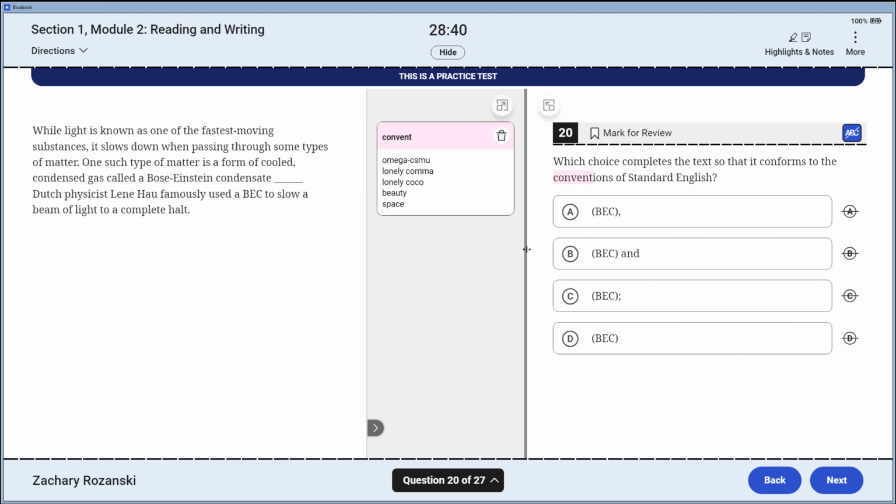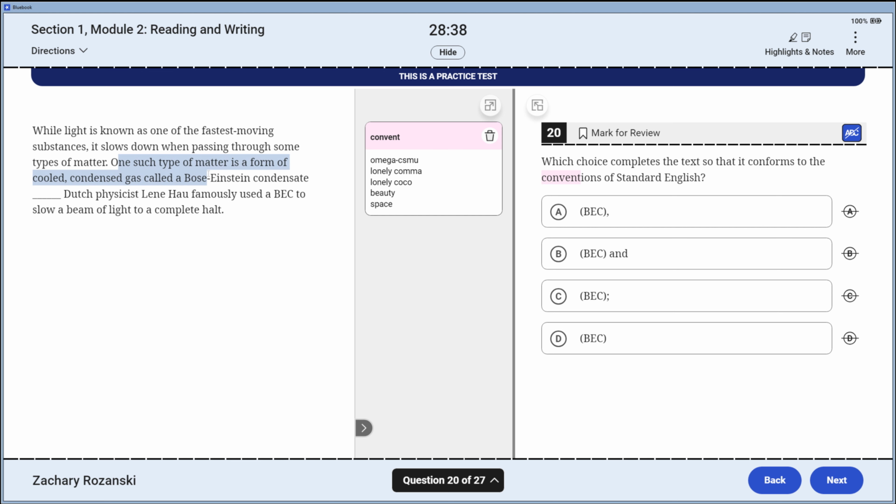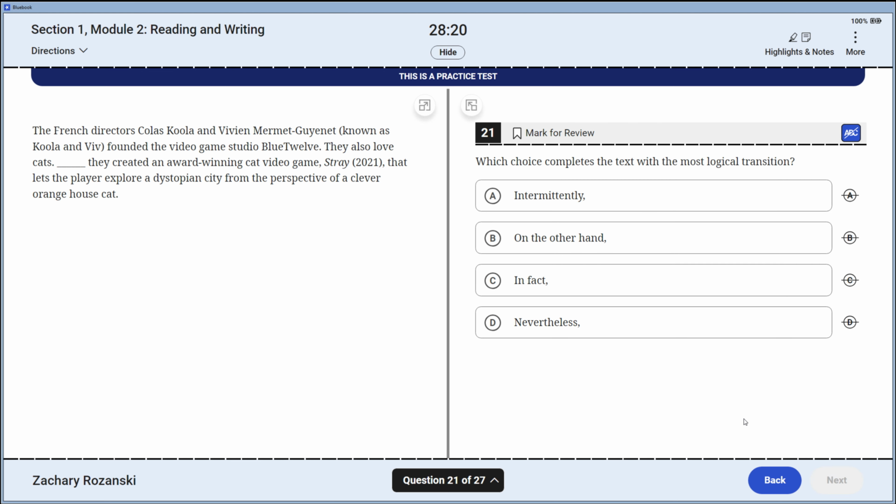So let's do that. I can just read, and most of you would want to put a period right there, after one such type of matter. This is my subject and this is my verb. This isn't telling me when. That's just chilling. And then on the right side, famously used, I've got another independent clause. Two complete sentences can't be joined by these trash choices. So I'm going to pick this and move on.